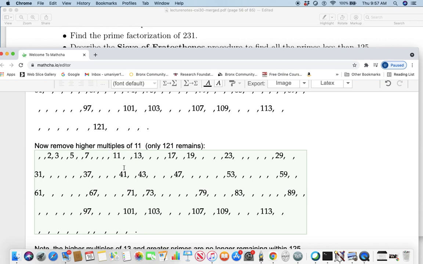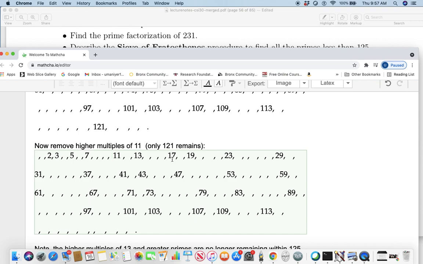Now notice whatever is left, they are all primes because 13 times 2 is 26, which was already removed as a multiple of 2. Okay, so 13 times 3 was removed as a multiple of 3. 13 times 4 was removed as a multiple of 2. 13 times 5, so on. 13 times 11, well, that's too far. It's beyond 125.